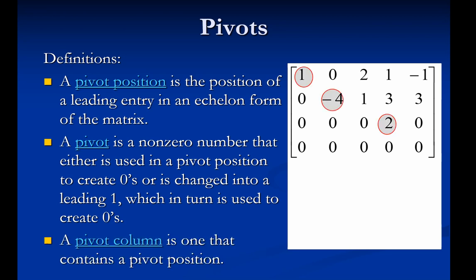Okay? And we're going to introduce another term here, pivot column, right? Well, a pivot column is a column that contains a leading entry or a pivot position. So you can see there circled in red and gray the three pivots, and therefore we have three pivot columns. Okay, so that's just some language we're going to need as we go.